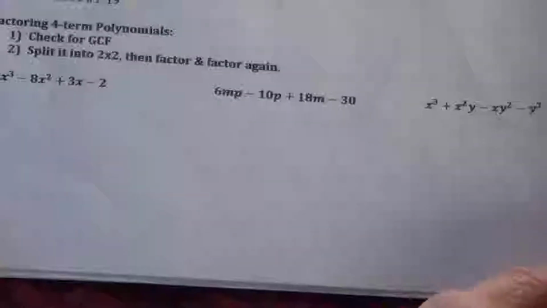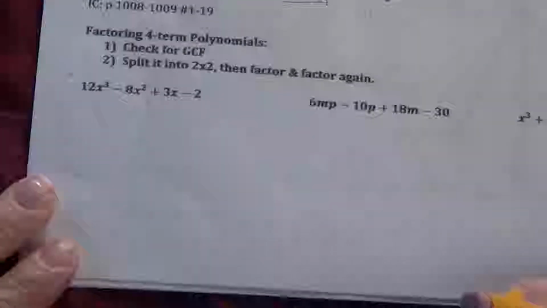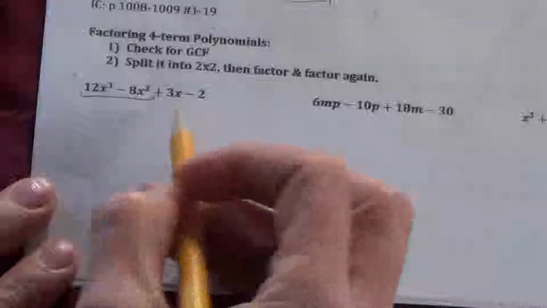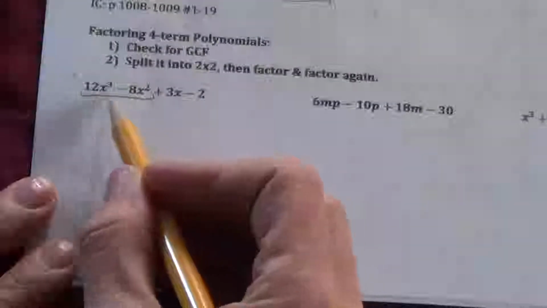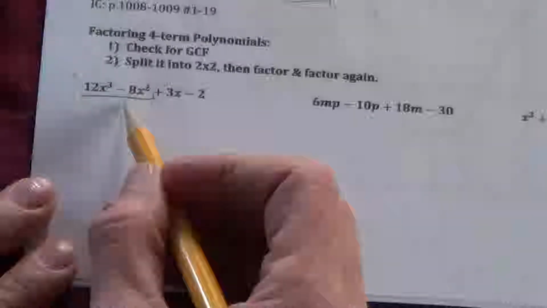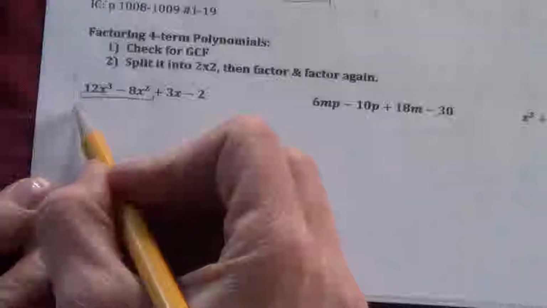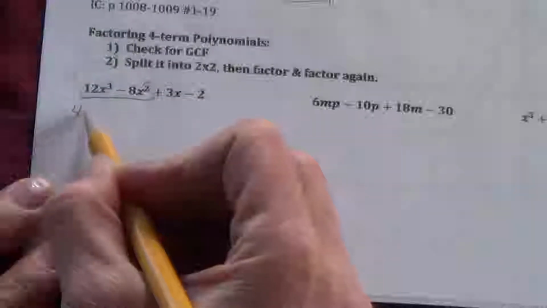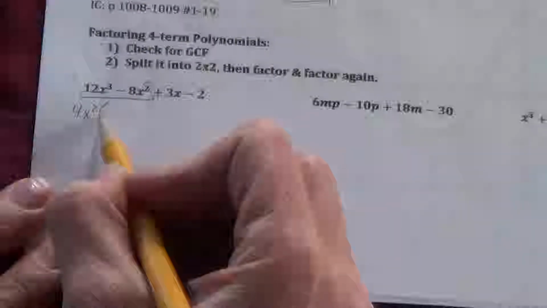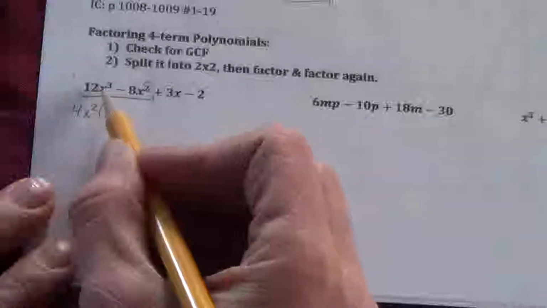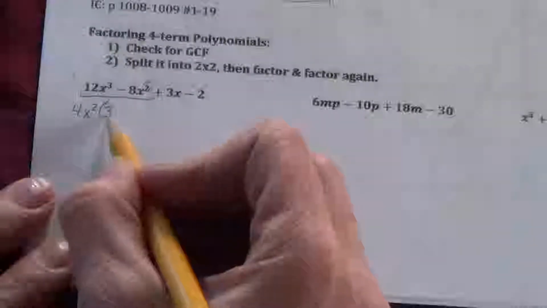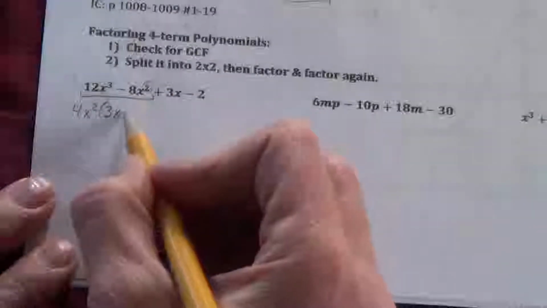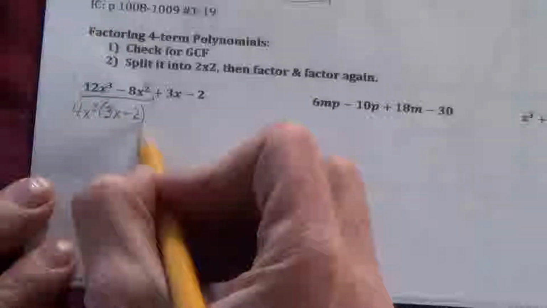Factoring 4 terms is really like factoring 2 by 2. I underline the first 2 and just take the GCF out of them. So taking the GCF out of 12 and 8, well, 4 would go into both 12 and 8. So I write a 4 out to the front. As far as the variable, the lowest exponent is x squared, so we pull that out. 4x squared times what would give me 12x cubed? That would be 3x. 4x squared times what would give me 8x squared? That would be a minus 2.